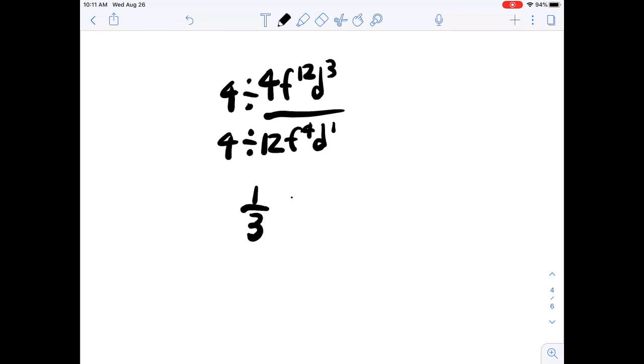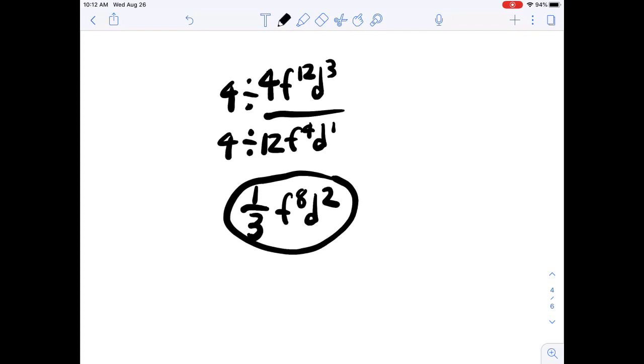So 1 over 3 times f to the power of 8. And then 3 minus 1 for d, that would be 2. So 1 over 3 times f to the power of 8 times d to the power of 2. And this is our final answer.